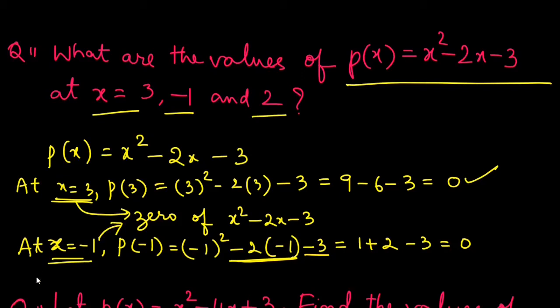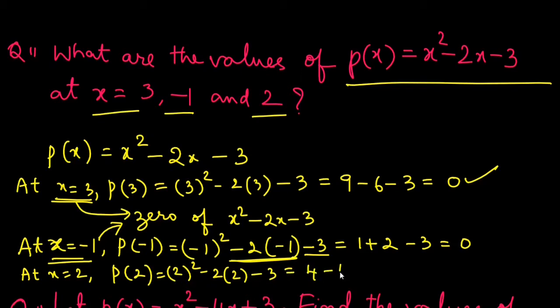Now let us take x equal to 2. At x equal to 2, so p of 2 is equal to 2 square minus 2 into 2 minus 3. This is equal to 4 minus 4 minus 3. So this is minus 3. Here the value of polynomial is minus 3. So x equal to 2 is not 0 of the polynomial.